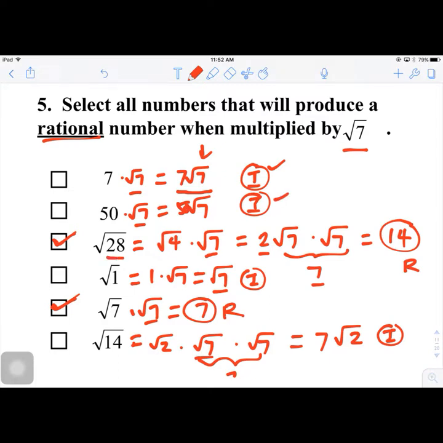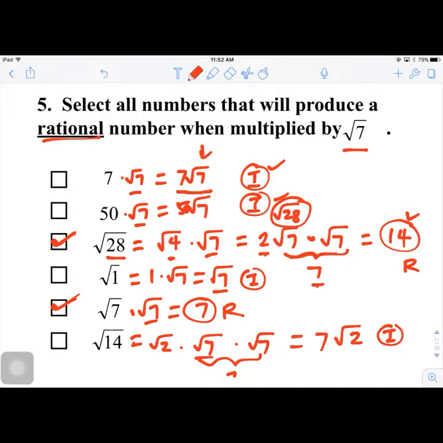We can rewrite the 28 as 4 times 7. Radical 4 is 2. 2 times radical 7, and then times the radical 7. So this is equivalent to radical 28 right here, and then times radical 7. 2 radical 7s make a 7, so we have 2 times 7, which gives us 14, and that will be a rational number. So we're going to check off the box here because 14 is actually a rational number.